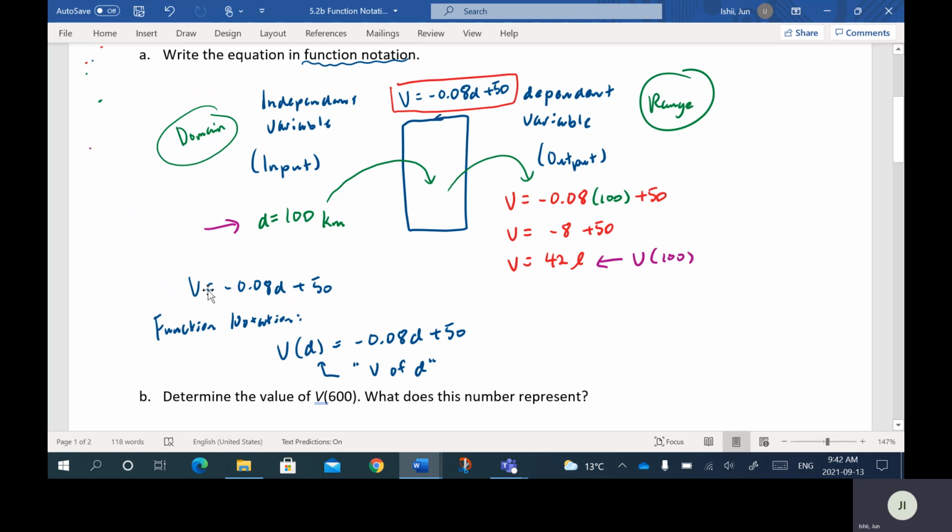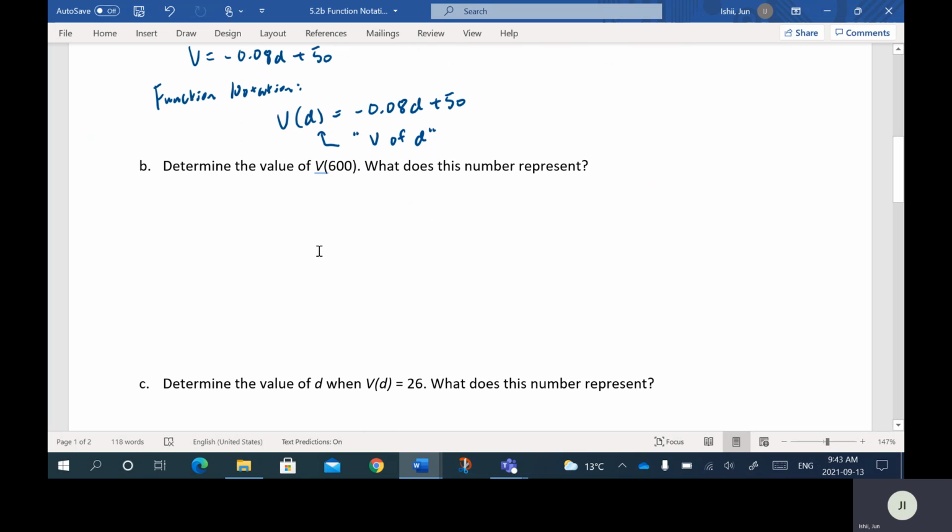That's the concept. So with function notation, what you'll see is a variable with a bracket, and you're using the equation to get that value. Hopefully that makes sense. All right, so for part B, you want to determine the value of V of 600. What does this number represent?